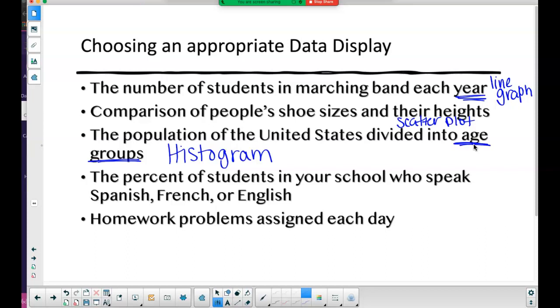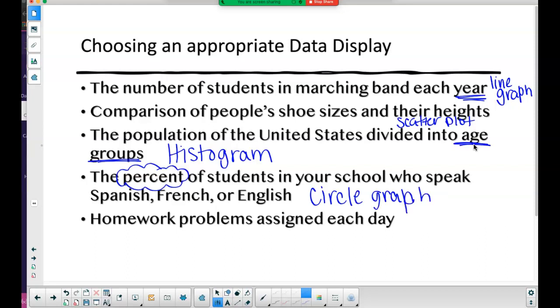Okay? The percent of students in your school who speak Spanish, French, or English. There's a key word in there that should help us figure out. Magna? Circle graph. Yeah, it says percent, right? As soon as we see percent, that tells us we want to use a circle graph or a pie graph. Sometimes it's called a pie graph, same thing.